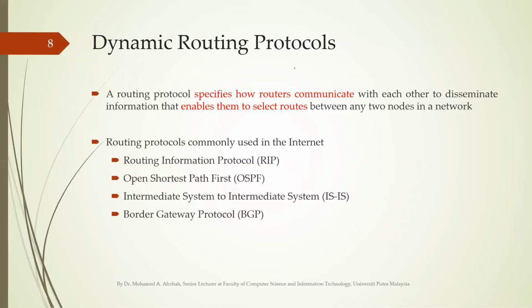So routing protocol specifies how routers communicate. As I explained before, even in the class, routing protocol is used to specify how routers can communicate with other routers to disseminate information that enables them to select routes. So the routers need to communicate using routing protocols to exchange the information about the routes in order to enable them to find the best route or the best path between any 2 nodes in a network.